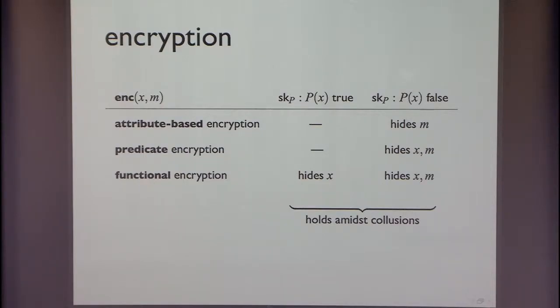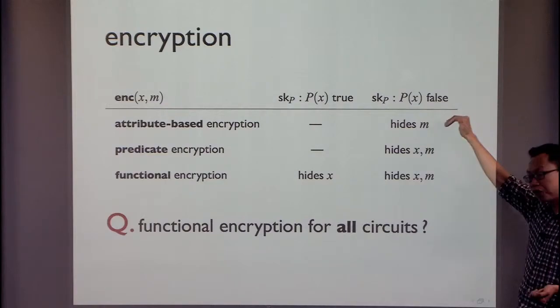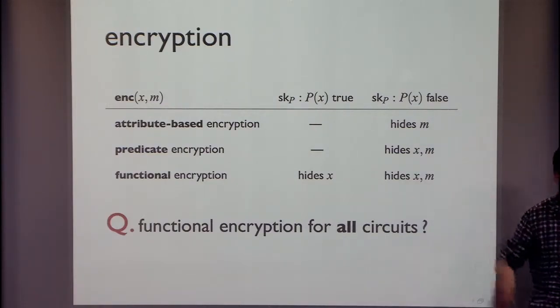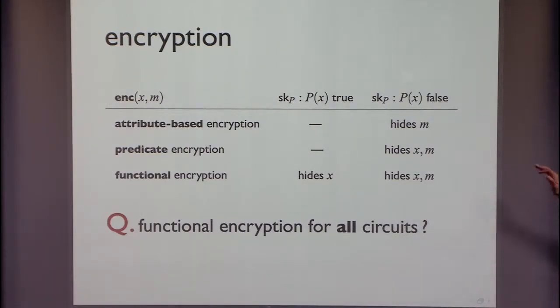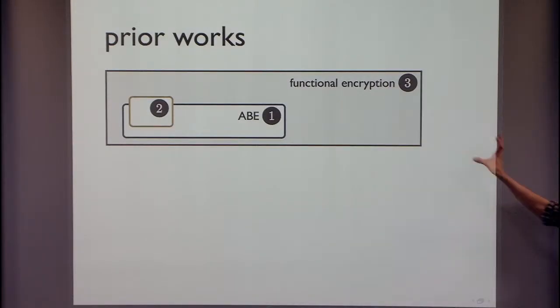The main open problem in the study of functional encryption is whether we can construct functional encryption schemes for all circuits. What we've seen from Vinod's talk is that we do know how to construct attribute-based encryption for all circuits under LWE, and really we want to get to functional encryption, which is the hardest one. But even before we get to functional encryption, the natural question is, can we even get to predicate encryption for all circuits? The answer is sort of yes, and I'm going to give you a quick summary of prior works.